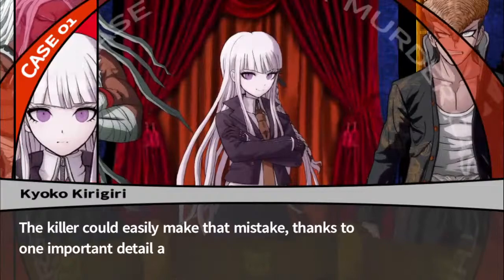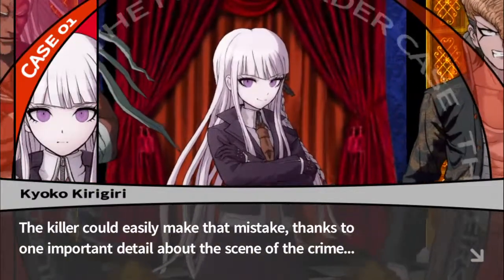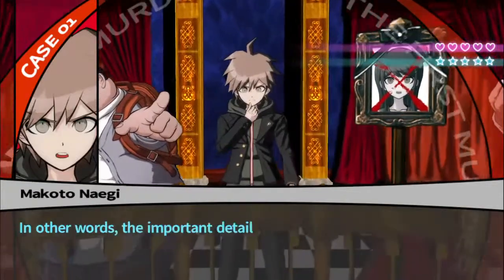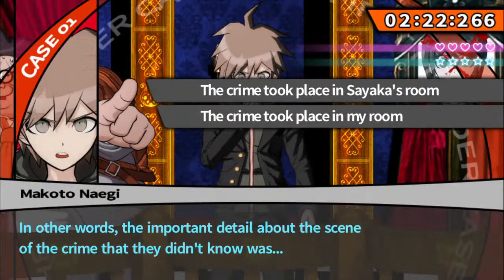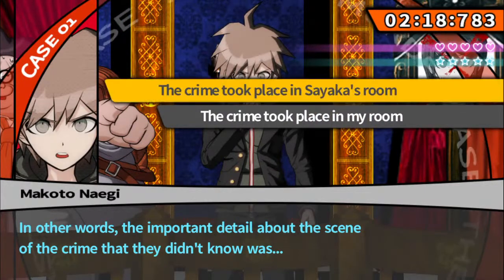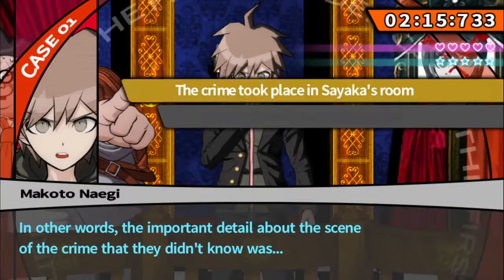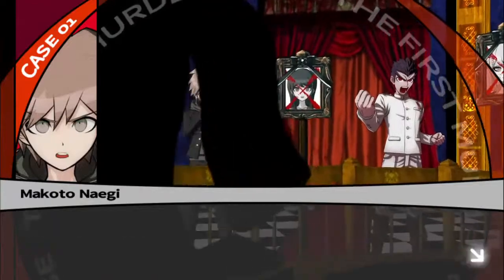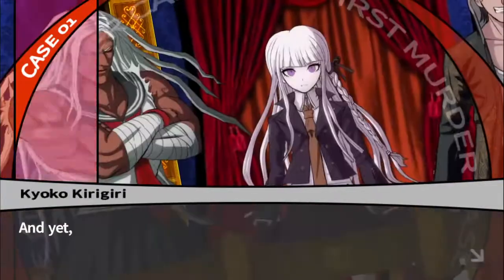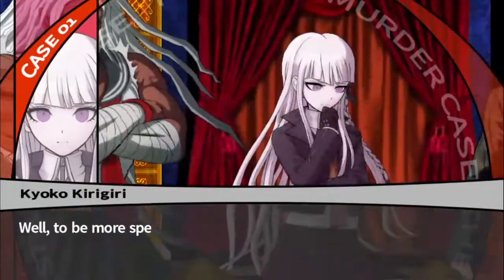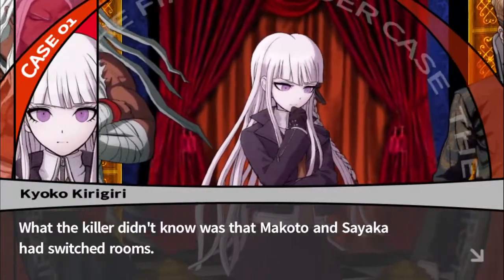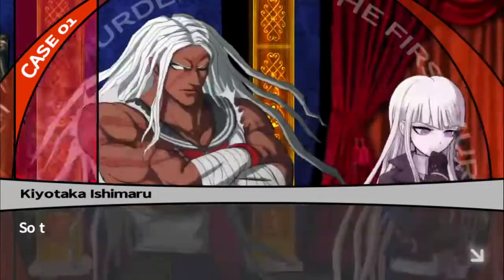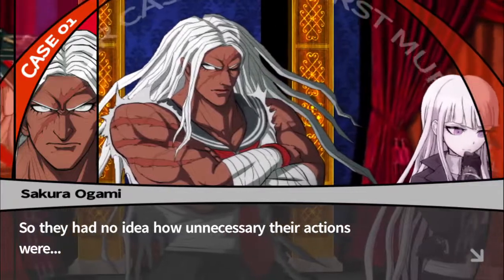The killer could easily make that mistake, thanks to one important detail about the scene of the... I got it! The killer must not have real... What? Are you saying the culprit? And yet, he's... Say what? Well, to be more specific, what the killer didn't know was that Makoto and Sayaka, which is what led to the misunderstanding about... Then there would have been a lock on the door.